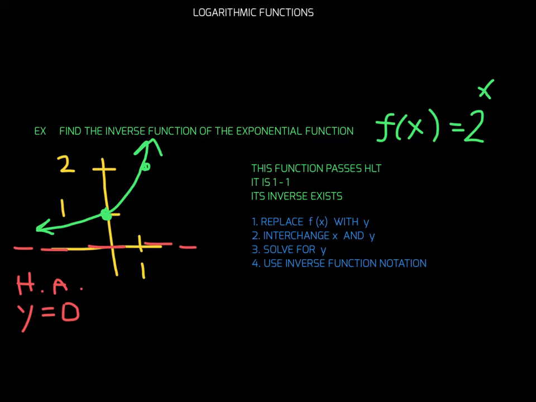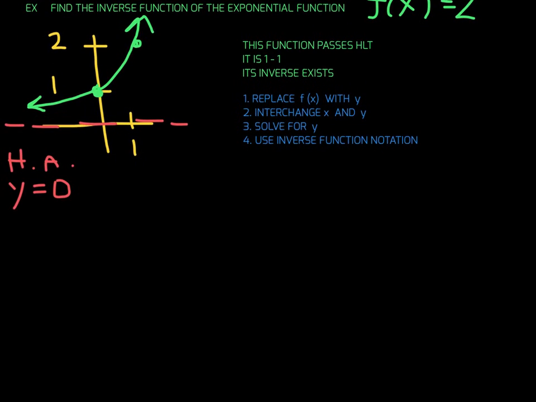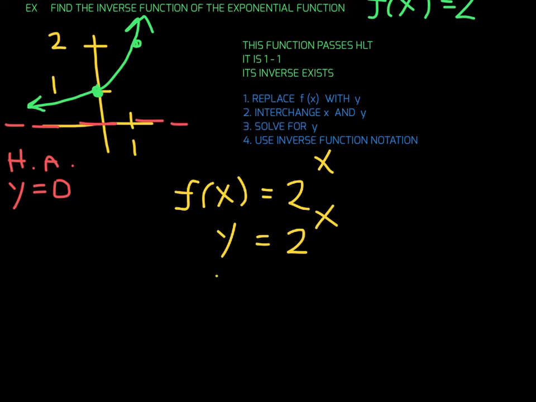All right, so let's do it. I'm going to move this screen up a little bit for us. I think that's enough space there. All right, let's find the inverse of this function. So first, I have f of x is equal to 2 to the power x. What I'm going to do is swap my function notation for y. And then I'm going to swap my x and y, or interchange them.